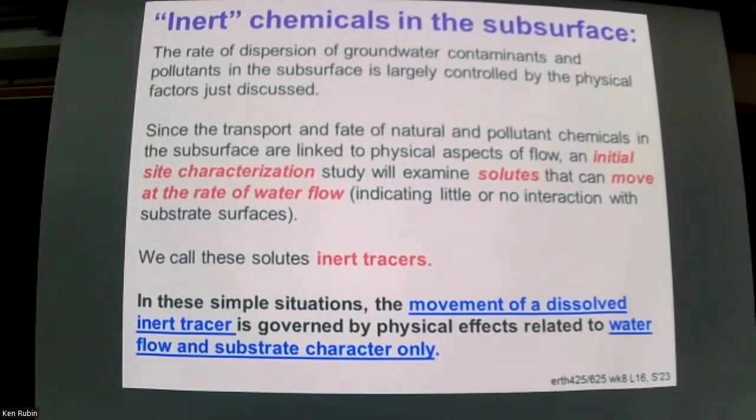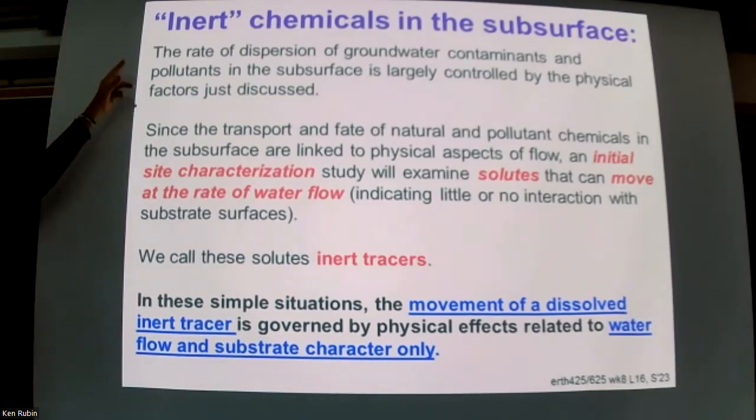Okay, so next thing we want to think about is, okay, we understand something about water. It can be characterized using all that stuff that we talked about. How do we learn how fast water flows? But then also, how do chemicals distribute in the subsurface? There's different categories of chemicals. Well, one category we call inert chemicals, sometimes called inert tracers. These are things that, for whatever reason, don't interact with the solid particles, don't volatilize, don't chemically react away, they just move with the water.